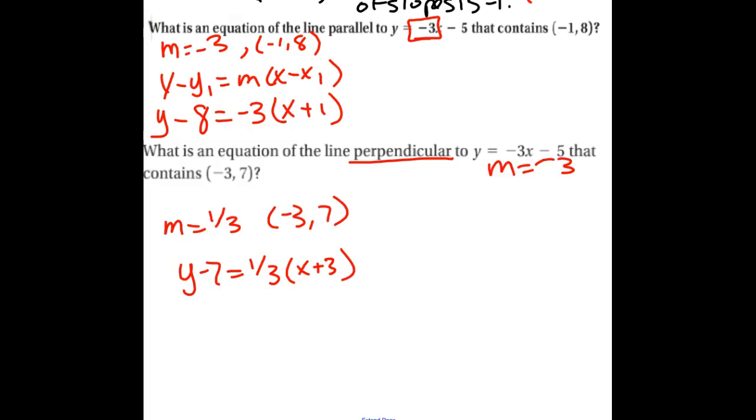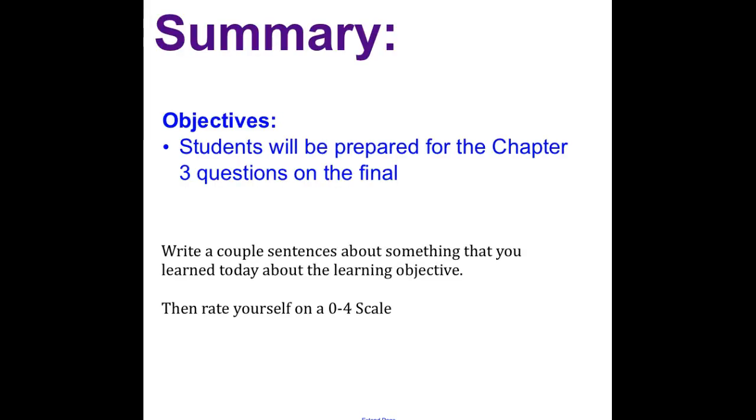So the original slope is negative 3. Opposite reciprocal of that is 1/3. You flip it and change the sign. And then we plug in that (-3, 7) and that 1/3, and we get y minus 7 equals 1/3 times x plus 3. And that is the conclusion of Chapter 3 Final Review for Geometry.